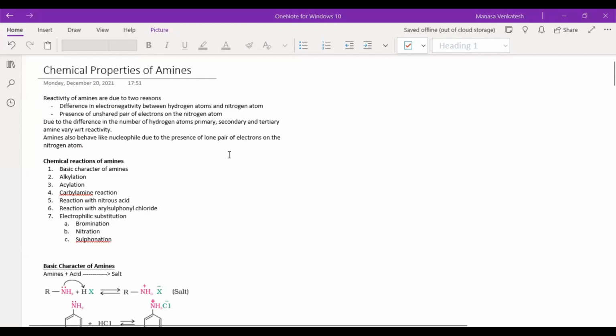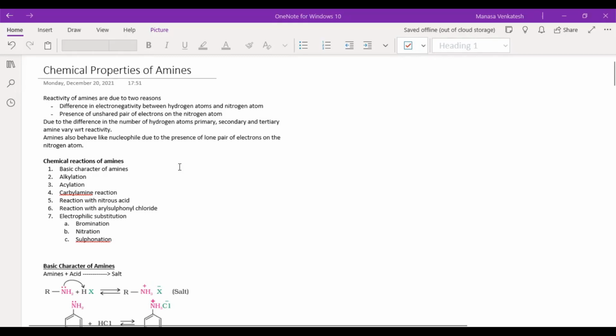Chemical properties of amines. The reactivity is due to 2 reasons. First is the difference in electronegativity between hydrogen and nitrogen, and the presence of an unshared pair of electrons on the nitrogen atom. So there is going to be a huge difference in reactivity between primary, secondary, and tertiary due to the difference in hydrogen atoms. Not only that, amines also have a tendency to behave as a nucleophile because of the lone pair of electrons. If you remember, when we studied alkyl halides, haloalkanes and haloarenes, there was a table of nucleophiles, and one of them is an amine.